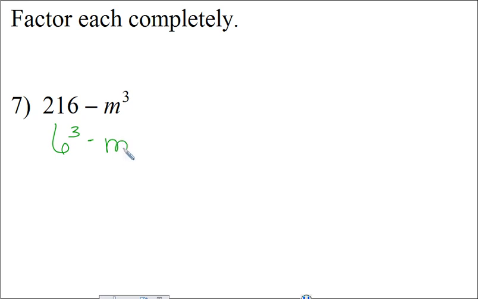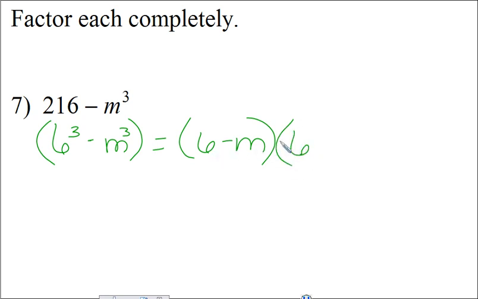minus m cubed. And now I'm ready to factor it. My first binomial is going to be 6 minus m. My trinomial, square the 6, and you get 36. And then multiply those two, and again, you've already spent your minus sign, so it's going to be plus 6m. And then square the m, and it's going to be plus m squared. And that is your answer for number 7.